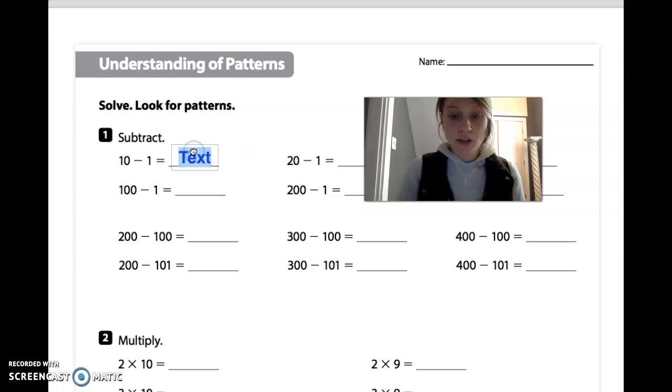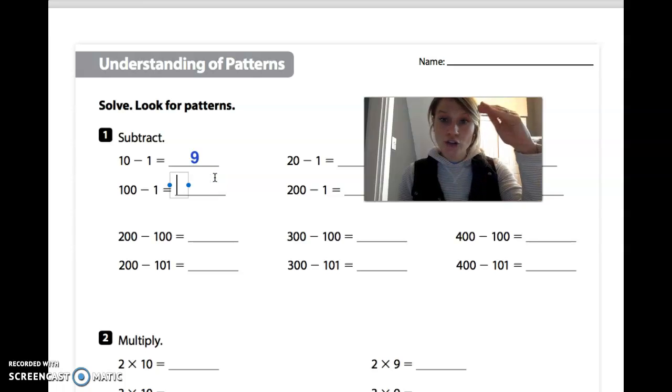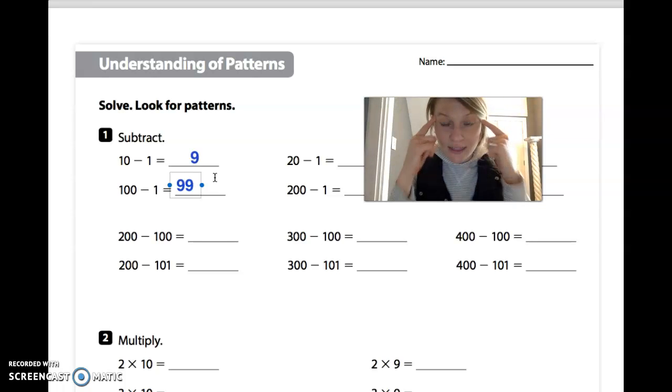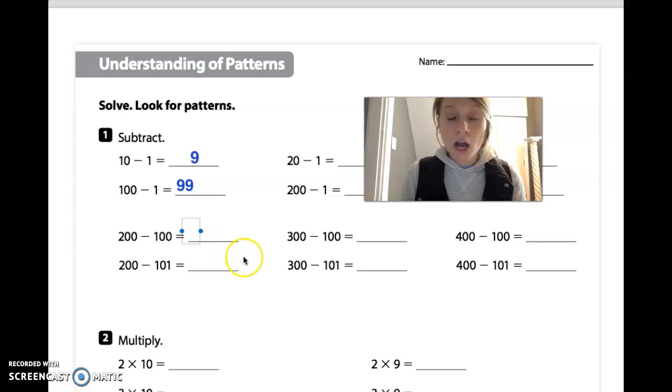Now, what they want you to do is they want you to notice a pattern here. 100 minus 1. So you're at 100, go down 1. 99. And how can I check that? Because 99 plus 1 equals 100. Look at this one. 200 minus 100. 100. Because 100 plus 100 is 200.